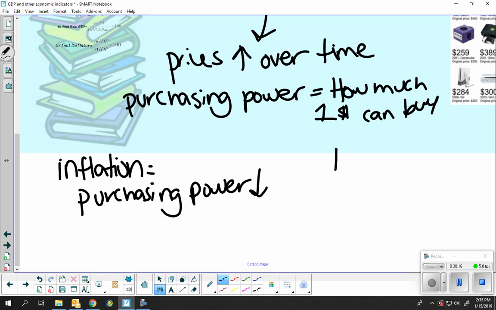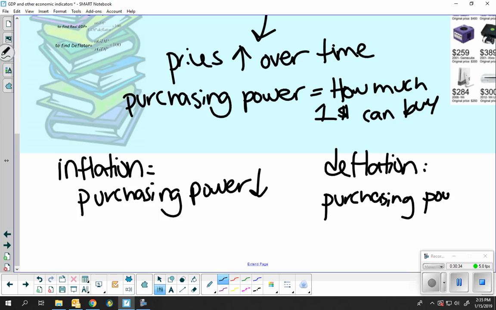If there's deflation, which is your prices are falling, things are constantly getting cheaper and cheaper and cheaper, your dollar can now buy more because things are getting so cheap that $1 goes further. So your purchasing power goes up.